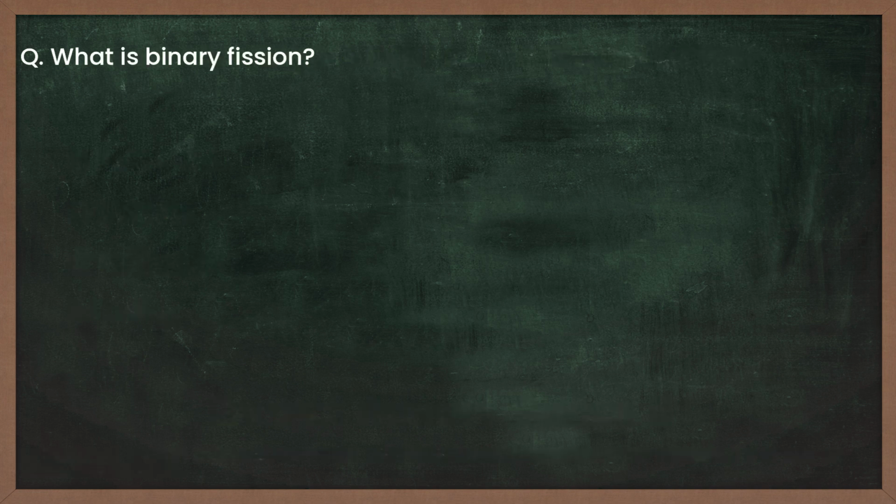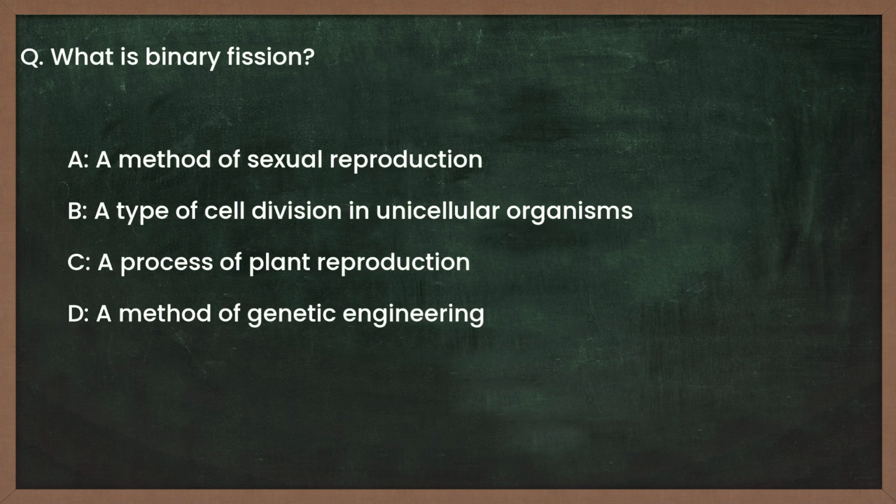Question: what is binary fission? Option A, a method of sexual reproduction. Option B, a type of cell division in unicellular organisms. Option C, a process of plant reproduction. Option D, a method of genetic engineering.